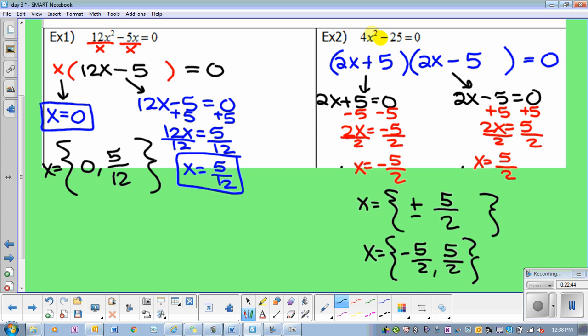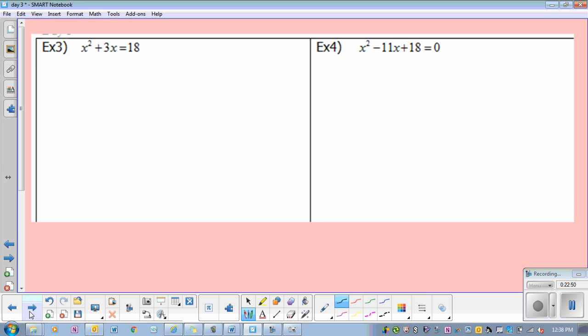Do they always have to equal 0 before we can do anything? No. All right, let's look at example 3. Okay, so Mary asked, does it always have to equal 0 before we do anything? Yes. So I need to take this 18, subtract it, and move it to the other side. Now it's x squared plus 3x minus 18 equals 0.